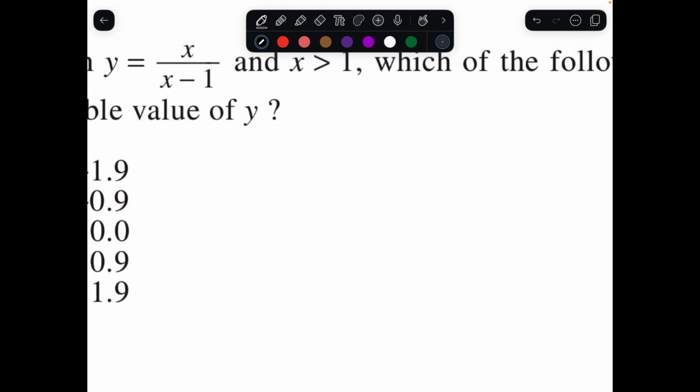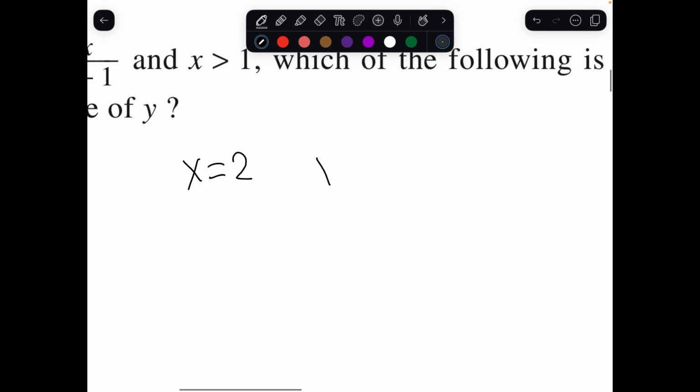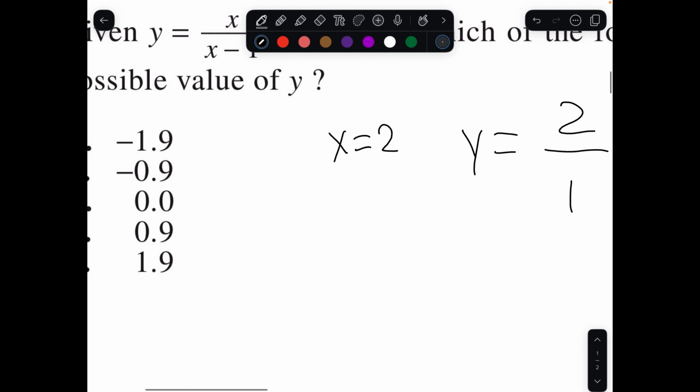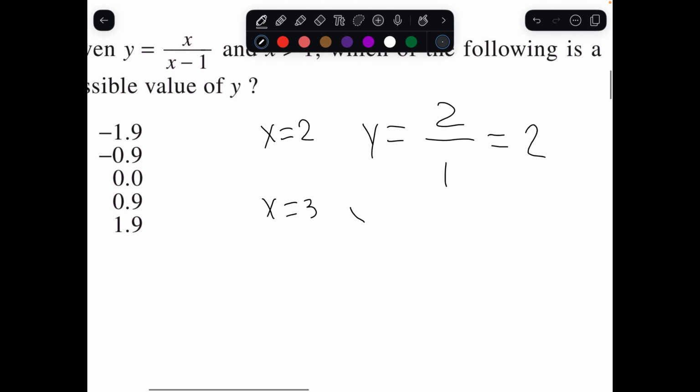So let's plug in x equals 2, right? If we plugged in x equals 2, then the value of y would be 2. Now let's plug in x equals 3. And remember, we're looking for a pattern. If I plug in 3, I get 1.5, right?